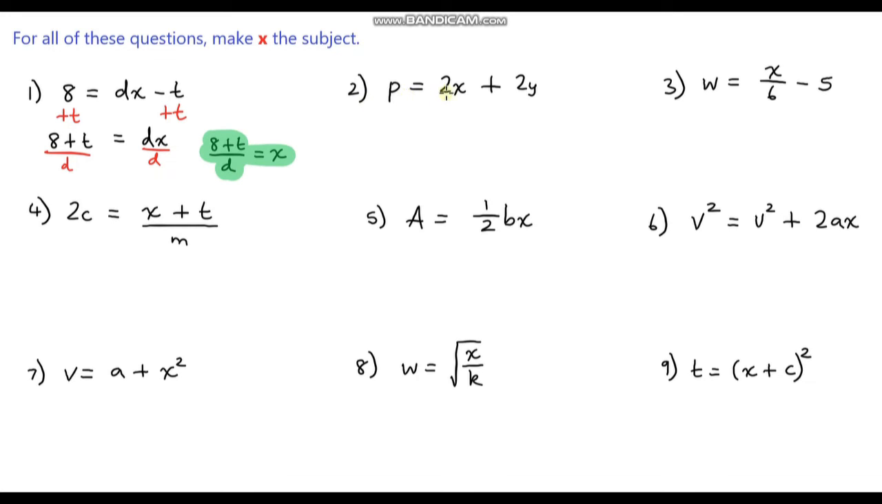Question 2, p equals 2x plus 2y. So if we're making x the subject, first of all we need to get rid of this 2y. So the opposite of adding 2y is to subtract 2y. I'm going to do that to both sides. So on the left hand side I'm left with p minus 2y, and on the right hand side, well, I'm just left with 2x. And now finally, to get rid of this 2, at the moment we're multiplying by 2, so I need to divide by 2. I'm going to divide both sides by 2, and that's going to leave me with, on the left hand side, p minus 2y over 2, and on the right hand side I'm just left with x.